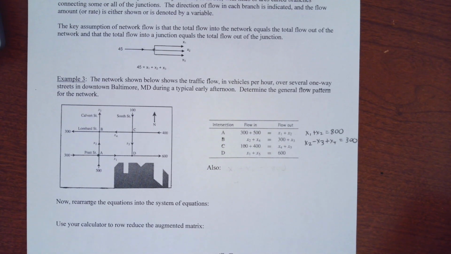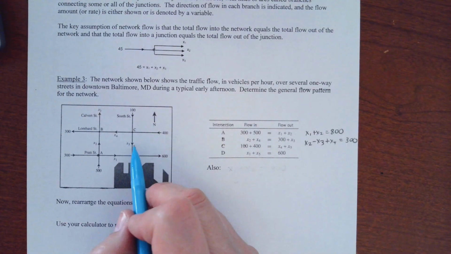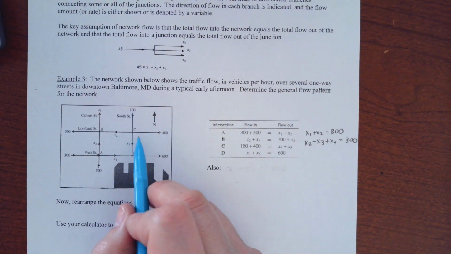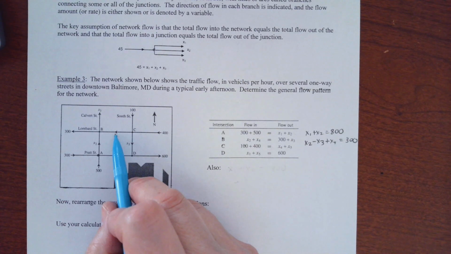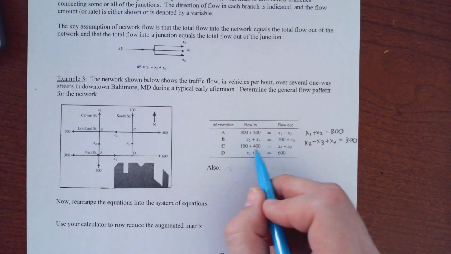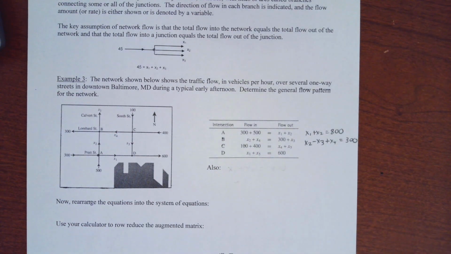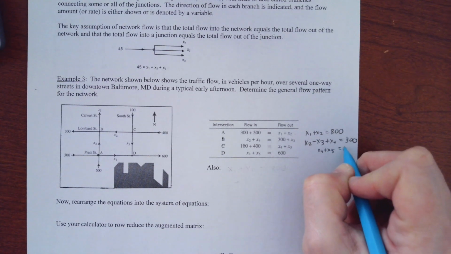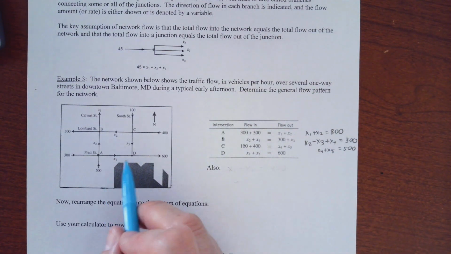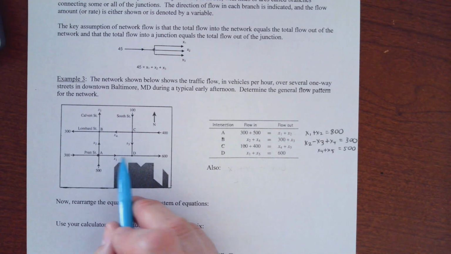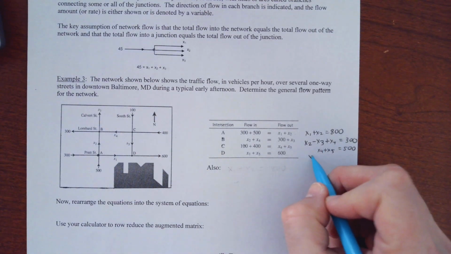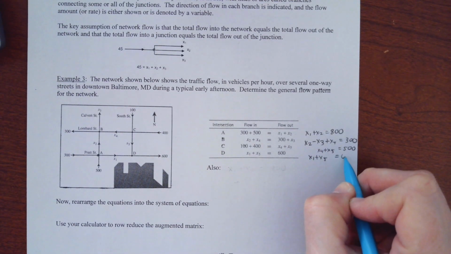To prep, at C, I have x4 and x5 leaving, and 500 coming in. So x4 plus x5 equals 500. And the last one, letter D: we have x1 and x5 coming in and 600 leaving. So x1 plus x5 equals 600.